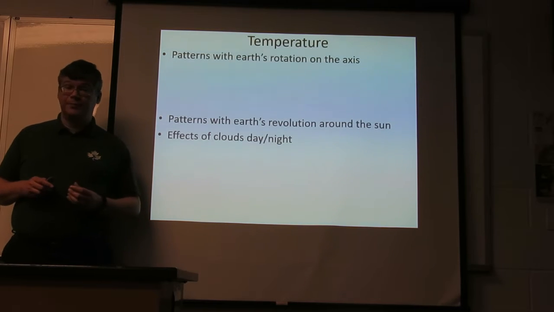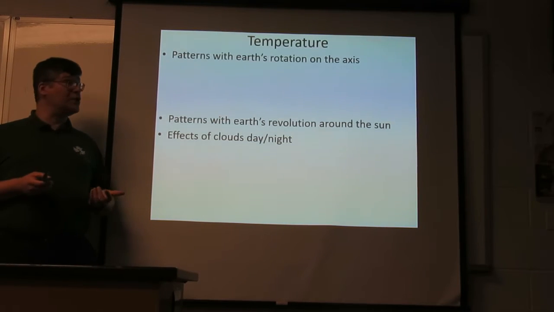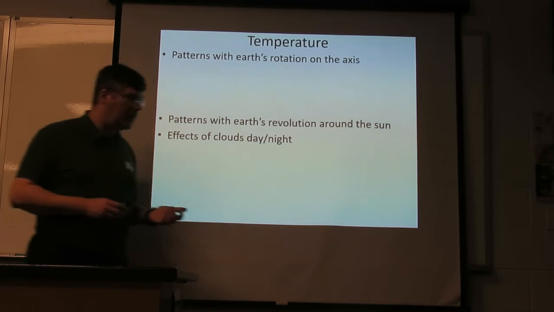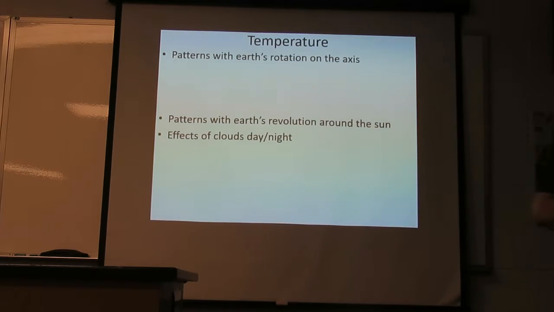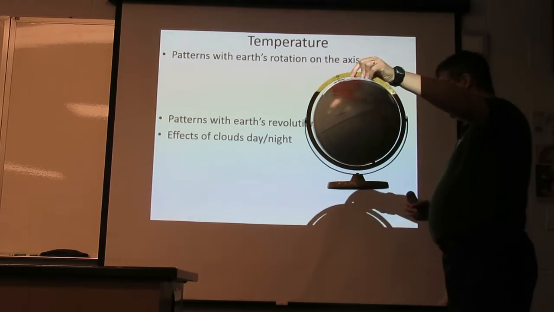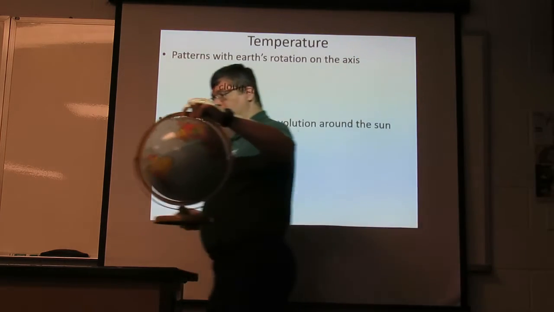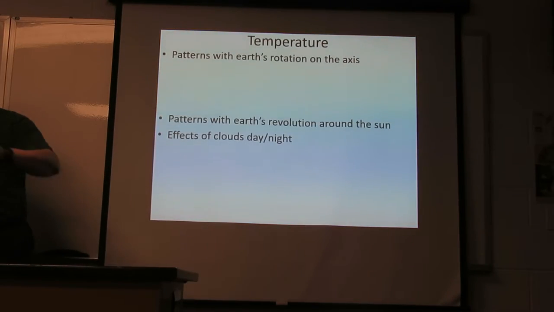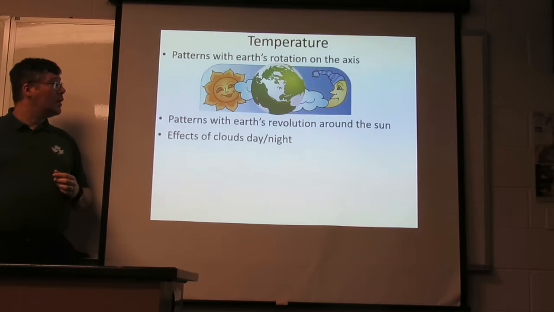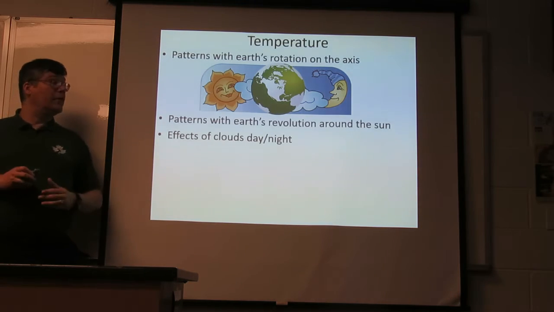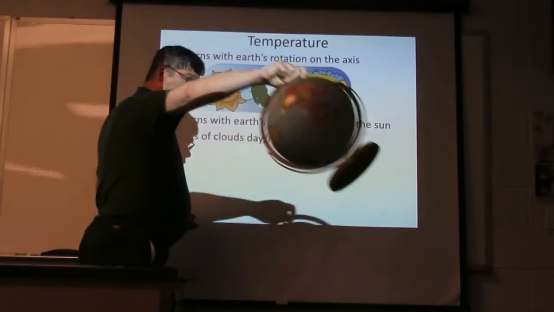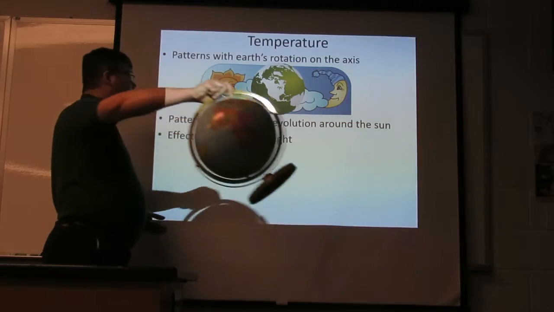Temperature variations. We have the variations associated with Earth's rotation on its axis. Again, as the Earth spins, day and night. Yep, it's warmer in the day and cooler at night most of the time. Revolution around the sun. We've got our seasons as the Earth goes around in its orbit.